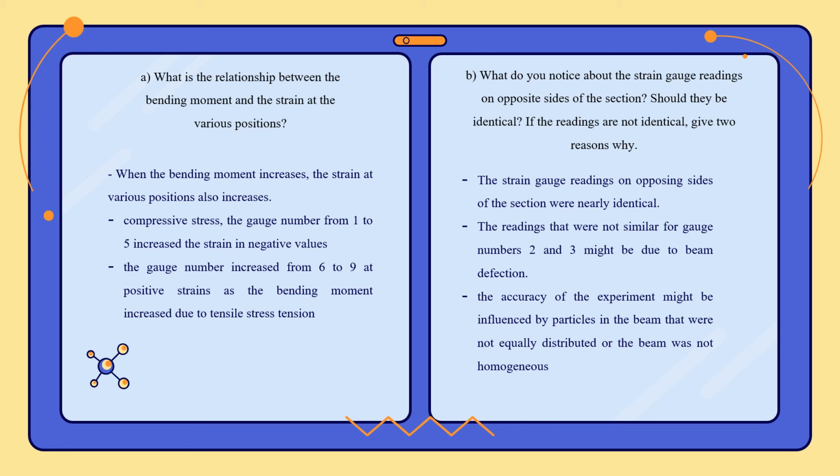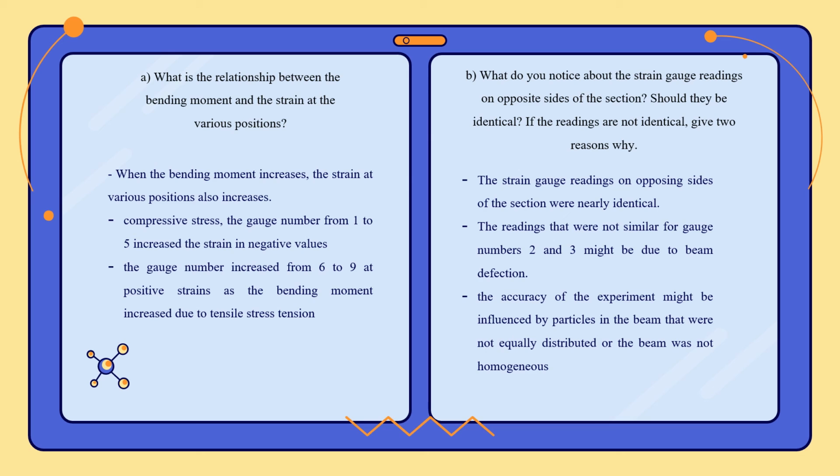So for the second question, based on the data collected, the strain gauge readings on the opposing sides of the section were nearly identical, with the exception of the strain values for gauges 2 and 3, which differed considerably as the bending moment increased. Because they are at the same level of position and receive the same applied load and bending moment, the strain gauge readings on the opposing sides of the section should be the same.